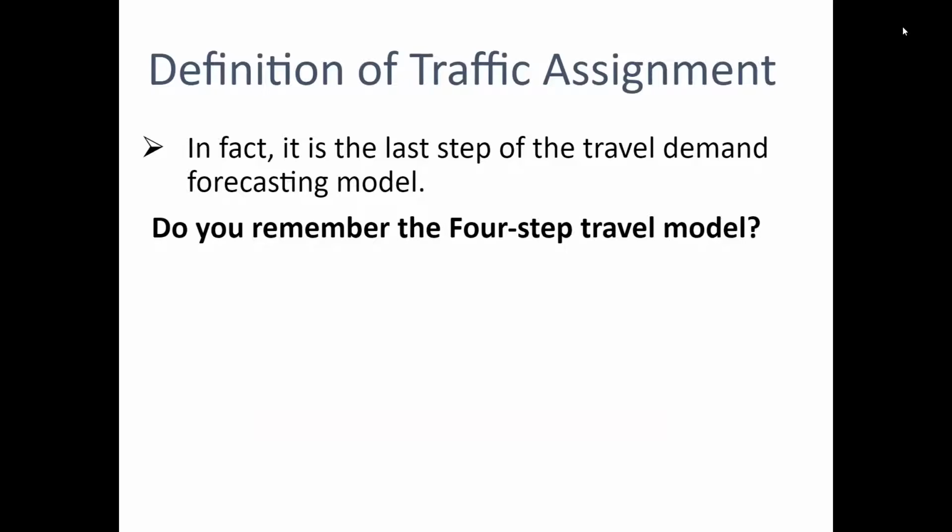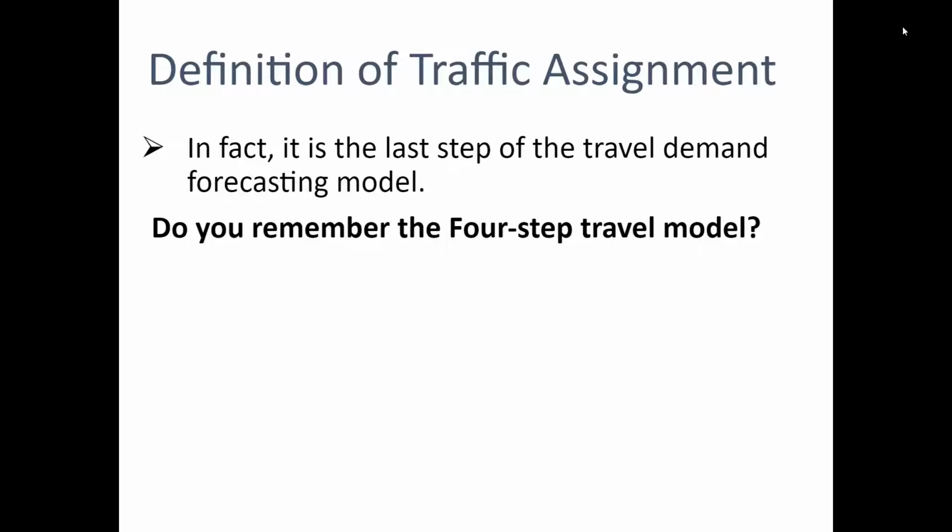So if you remember traffic assignment from CE 321, or the travel demand modeling discussion from CE 321, traffic assignment was the last step of the travel demand forecasting model. It was the last step. You remember the 4-step travel demand model? What are the steps of the 4-step travel demand model? Where do we start? Trip generation, yeah. Distribution, very good. And then mode choice, and then trip assignment, right? So that's exactly right. So trip assignment was the key final step.